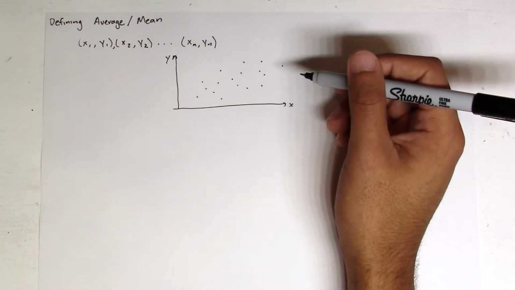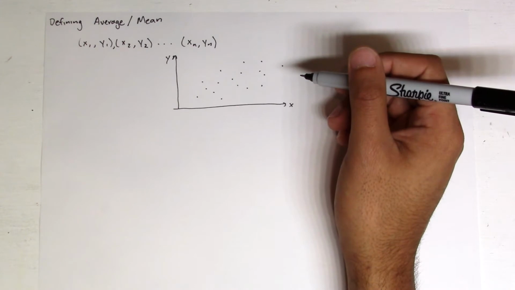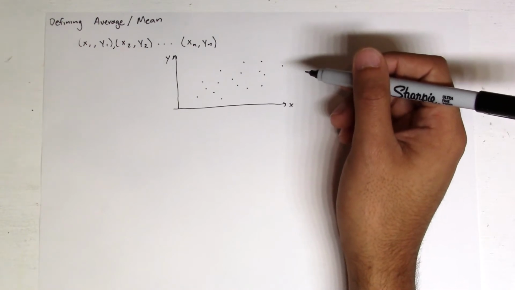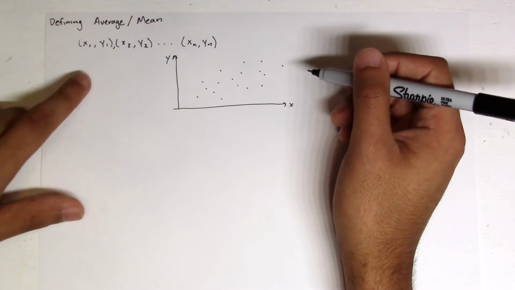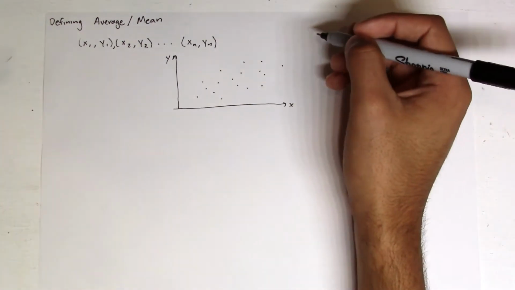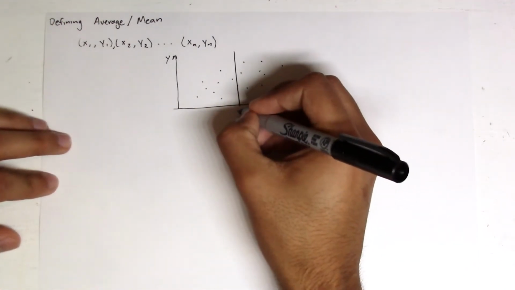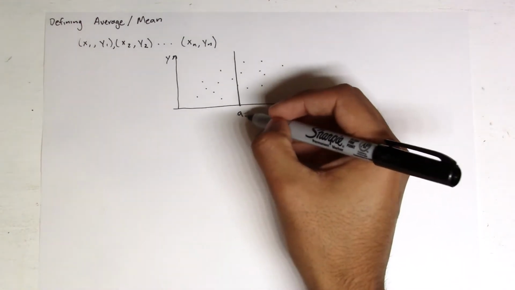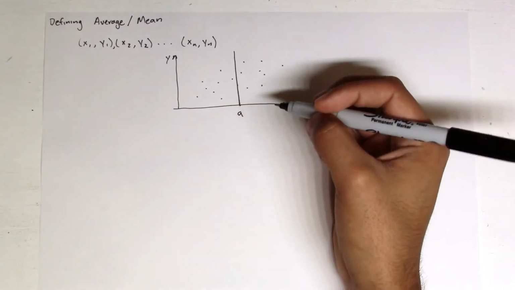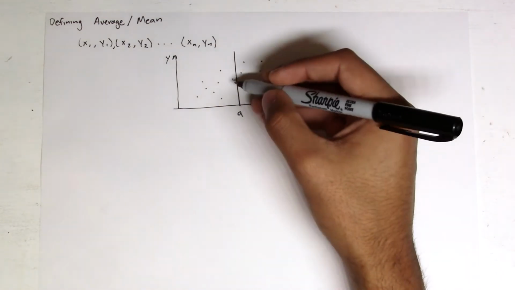So that is our set of data points, and a typical thing to ask is, what is the middle point? So let's say we don't know what x bar, or the average value in x, is. We're going to say, oh, it looks like it's around here. And we're going to define that as a, because we don't know this is the average value yet. We don't know that definition. So we're going to define this line as a.